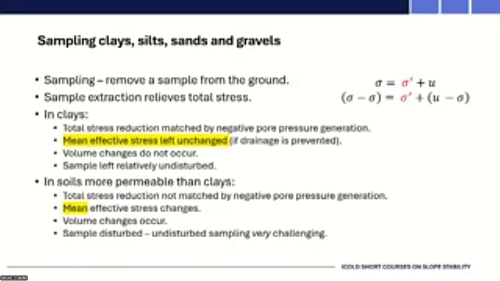So the net effect is, if you are working in a clay material, you have not disturbed the effective stress. But in a material which is more pervious than clays, so in silts and sands, when you take the sample out of the ground, you cannot get that response in the negative pore pressure because the material is too pervious. And it will simply drain, not generating those negative pore pressures. And the consequence is that you are changing the effective stress. If you are changing the effective stress state, you are quite likely shearing the sample. So we sit with an enormous challenge in sampling anything other than clays.